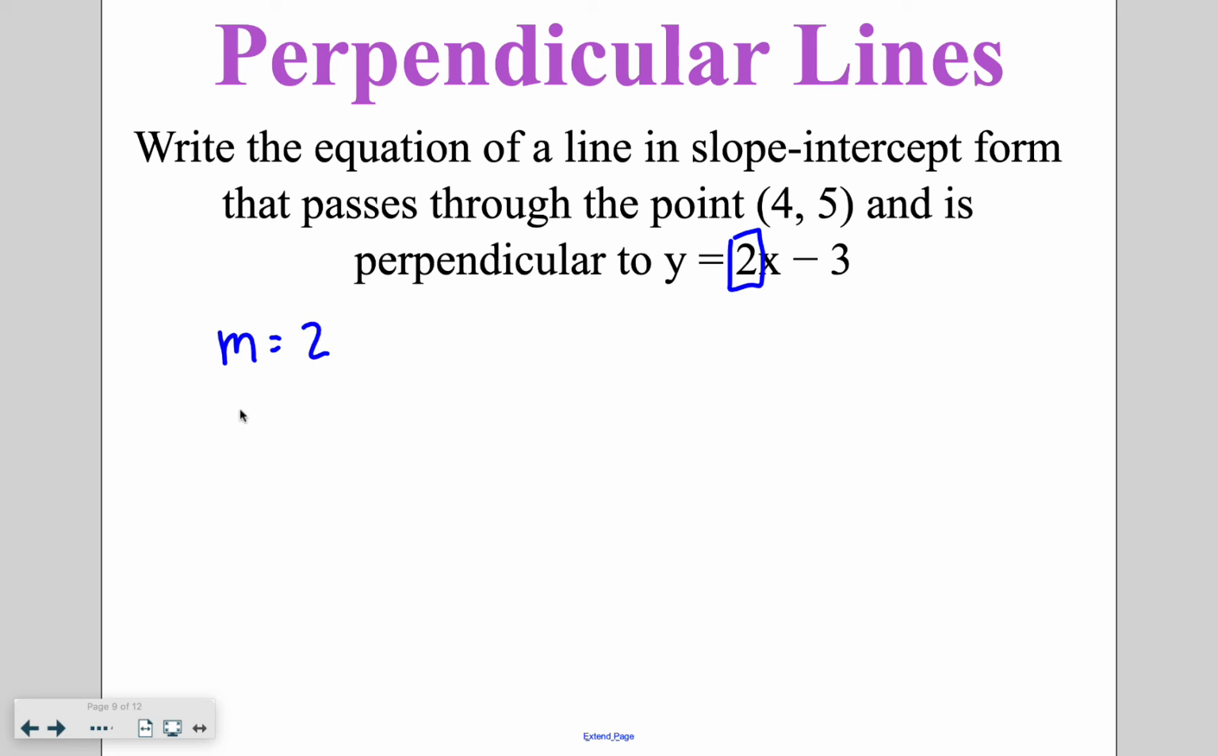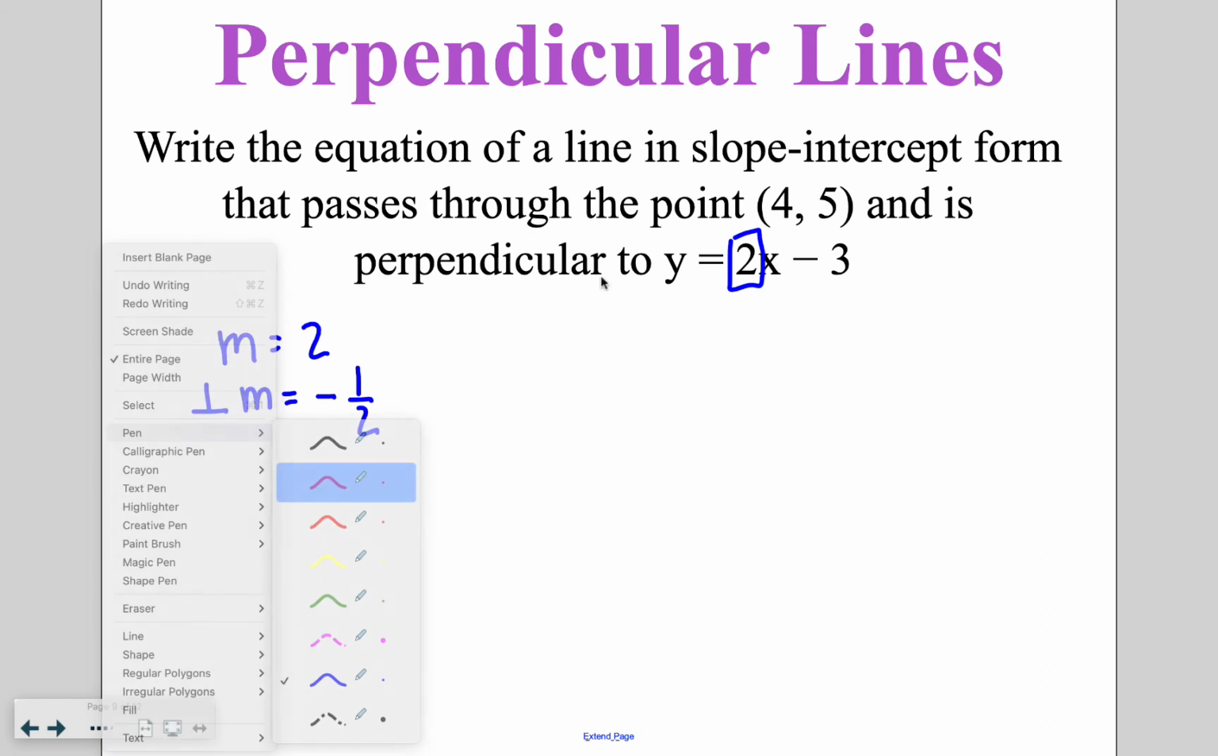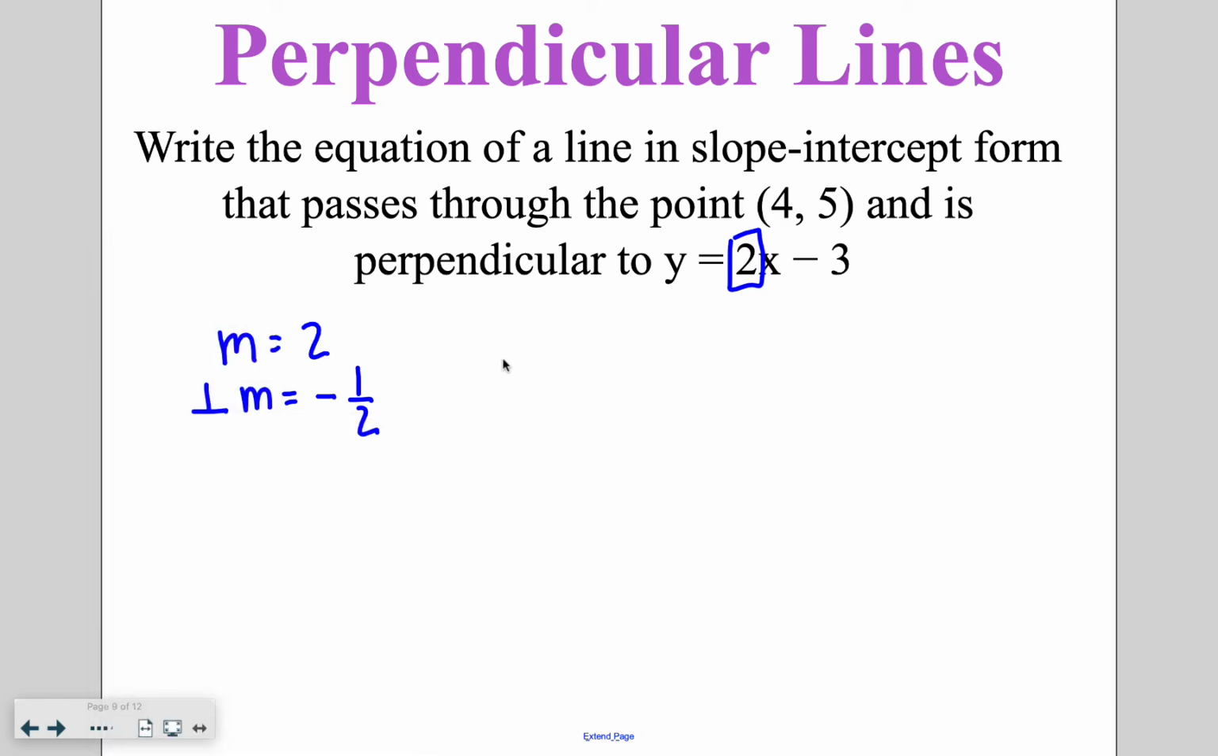Now that we want a perpendicular, I'm going to say my perpendicular, this is the abbreviation for perpendicular, is this upside down capital T. So my perpendicular slope is going to be the opposite. So instead of positive, it's going to be negative. And then we're going to flip it over to 1/2, 1 over 2. So now that I have my slope and my point, I can write in point slope form.